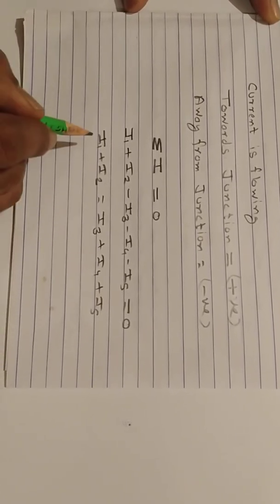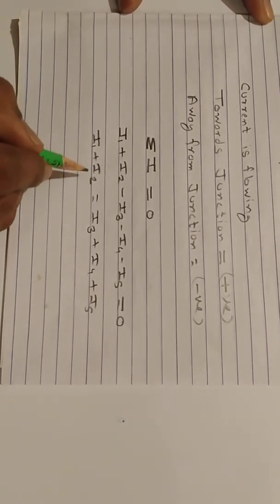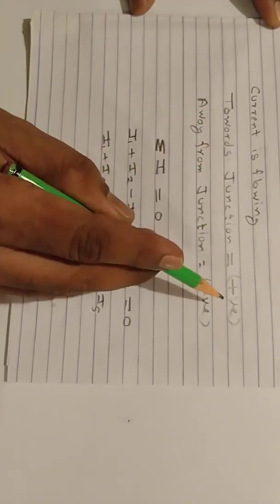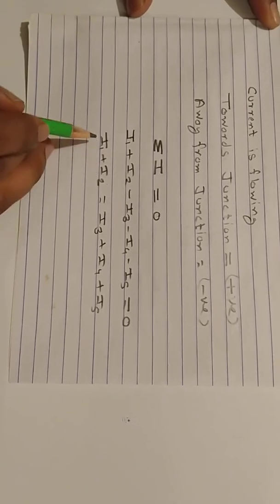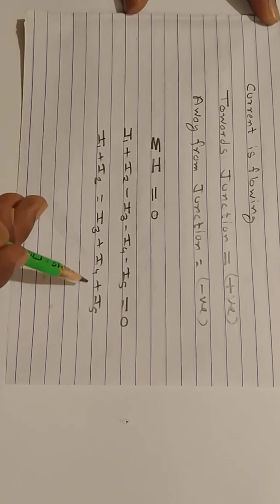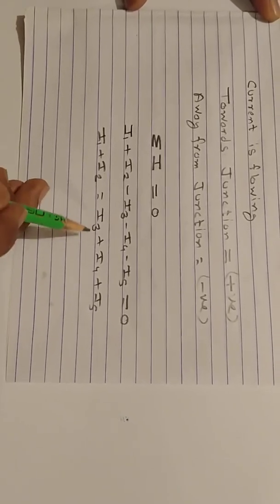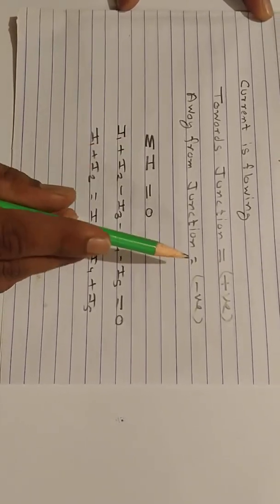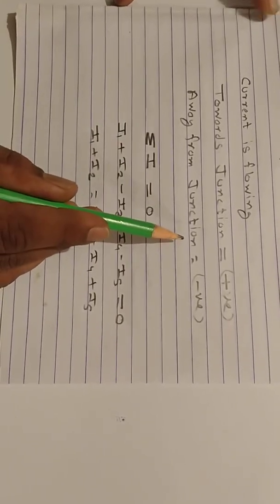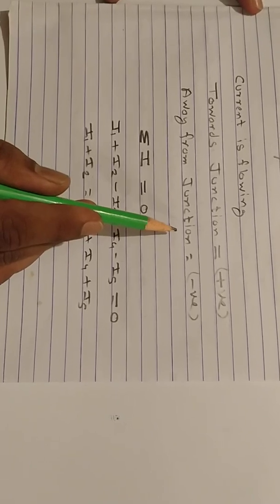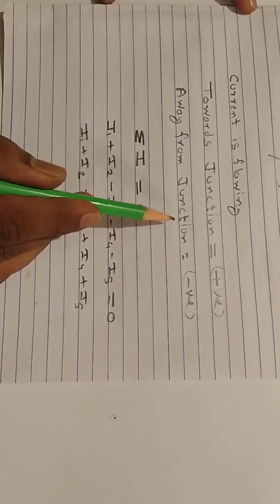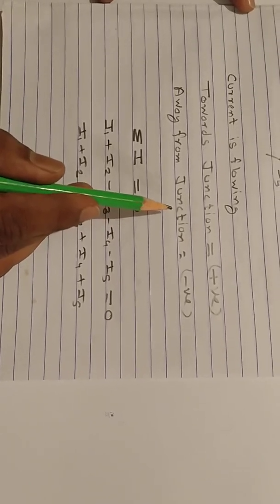What is the statement, students? The sum of electric currents towards the junction, because I1 and I2 are flowing towards the junction, is always equal to the sum of electric currents away from the junction. And here we observe that I3, I4 and I5 are moving away from the junction. So students, this is Kirchhoff's current law. Kirchhoff's current law can also be stated as Kirchhoff's first law.